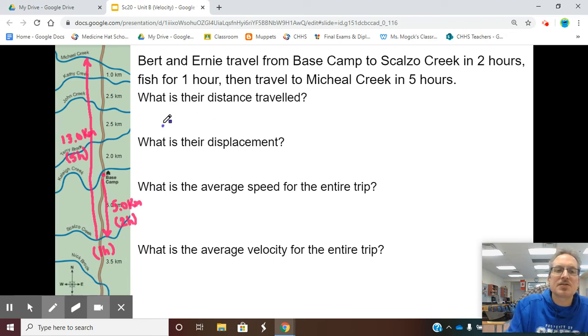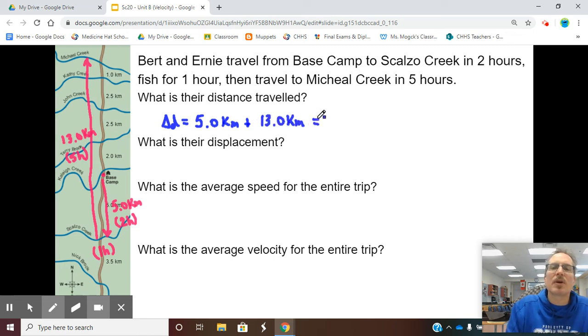What is their distance traveled? So to calculate distance, everywhere that Bert and Ernie traveled, we're going to add up. So they went 5 kilometers to go south. And then they went another 5 kilometers, 2 kilometers, 2.5 kilometers, 2.5 kilometers, 1. Now I've already done that calculation, so I'm just going to add 13 kilometers. We do not have to worry about which direction we're going because remember, this is distance. This is just everywhere Bert and Ernie physically stepped. So when we add 5 plus 13, this is going to be 18 kilometers.